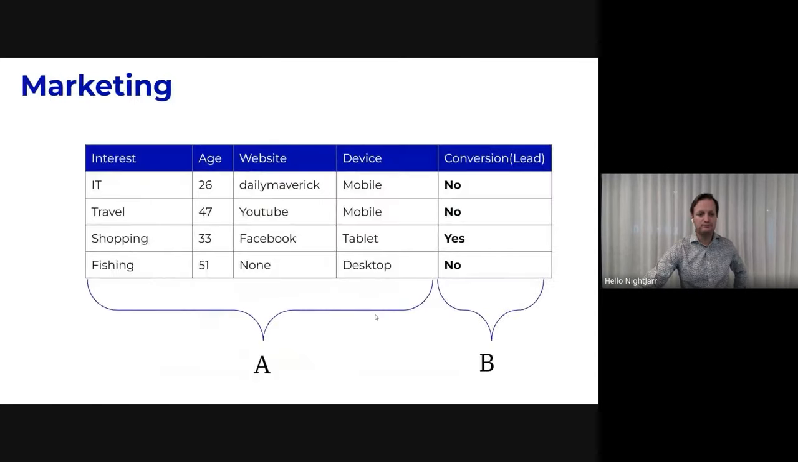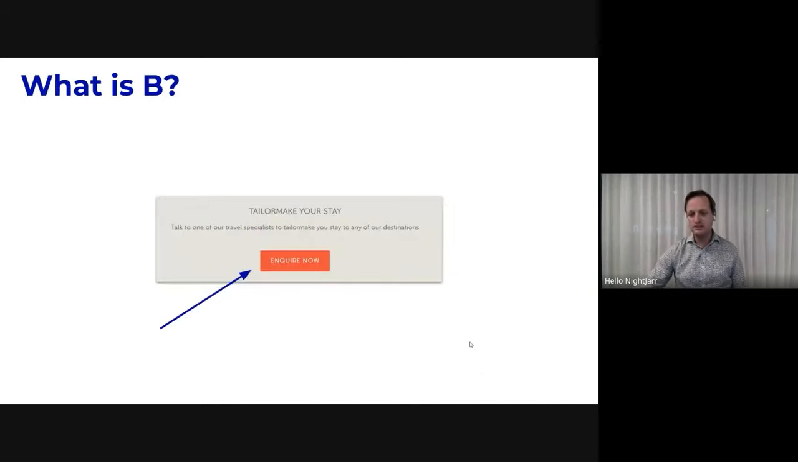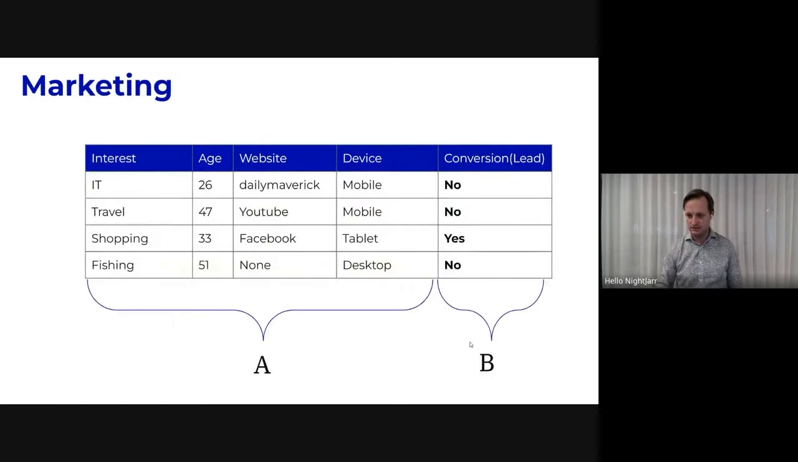Right. So that is how regression works. In marketing, it is slightly different. The inputs, that's A, are things like interest, age, which websites you visit, which device you come from. And then the combination of these gives you B. So what turned into a lead? This is what's valuable for us: which of these visitors actually converted and became a lead. So this one no, yes, no. This is B. So you use A to predict B, right? What is B? B is when somebody completes a lead form on your website, or a sale, or an inquiry, or a PDF download. That is the conversion.